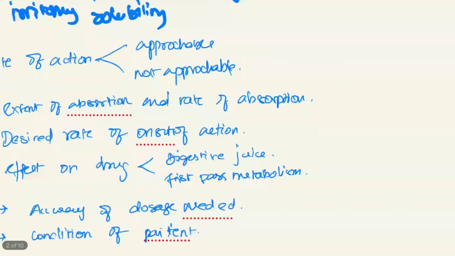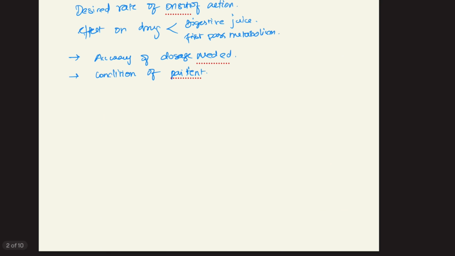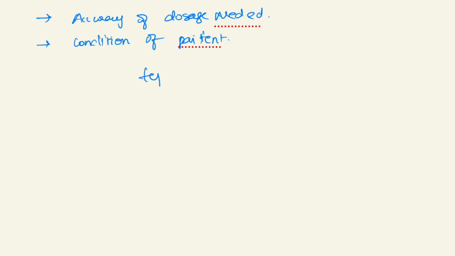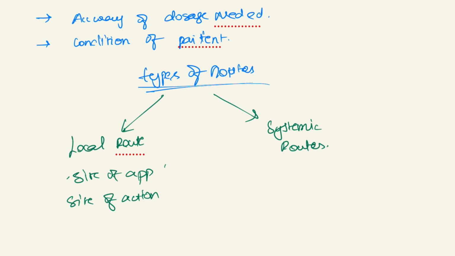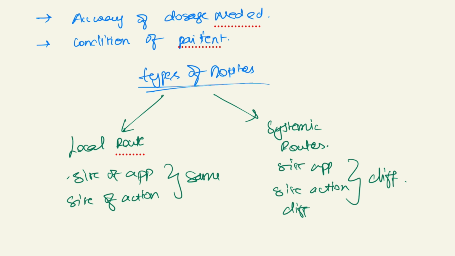Then types of routes. What are the types of routes? First, local route and systemic route. First, I'll explain the difference between the local and systemic route so that you won't confuse them. Local route means the site of application of the drug and the site of action of the drug are the same. Where we apply, the action is performed. Vice versa, in the systemic route, the site of application and site of action are different. Next, first we are going to learn about the local routes.